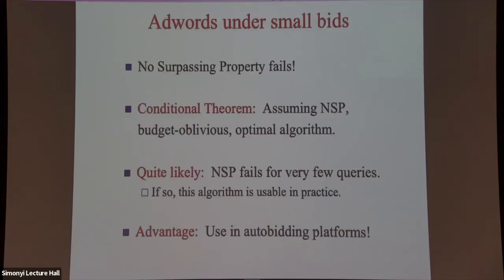Quick question. Does the algorithm fail when the NSP fails, or do you just not? Just the analysis fails. Just the analysis, okay. That's why I say that whenever in any instance NSP works out, you get 1 minus 1 over E.